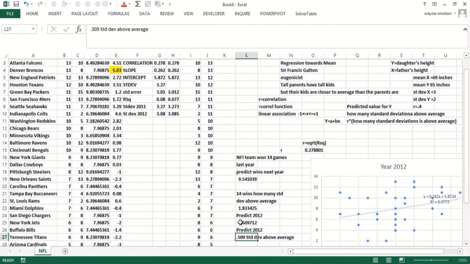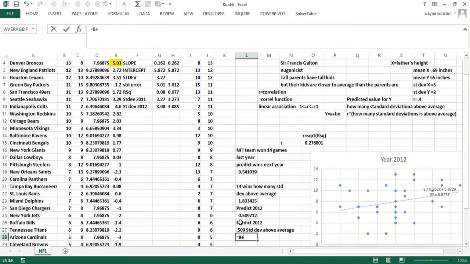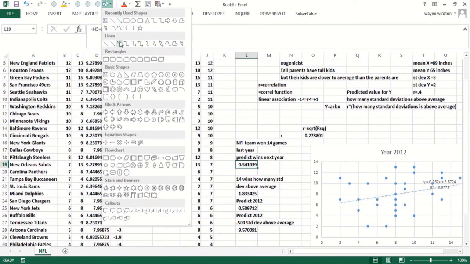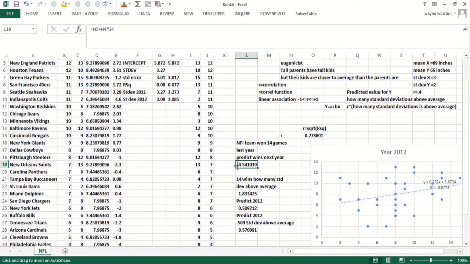And what that would simply be would be 8 wins as average. You would take 0.509 times the standard deviation for 2012, and I got 9.57 instead of 9.54. I mean, that's virtually a wash there. I rounded off a little bit. But that gives you a good feel for how regression towards the mean works. You'll almost always expect a sporting team the next season to play closer to average than they played last season. I think that's enough said about that.